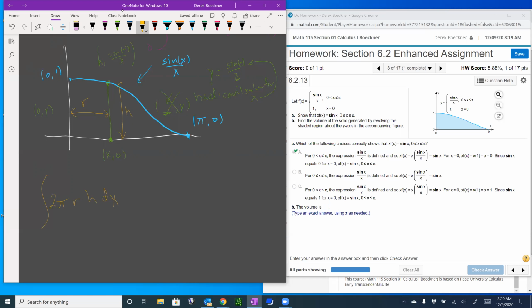You're going to integrate from x equals 0 to pi. And so this is going to be the integral from 0 to pi of 2 pi. The radius is the difference in the x values. And this is at 0, so the radius equals x. And the height is sine of x over x, because it's the difference in the y value. So it's 2 pi x times sine of x over x dx.